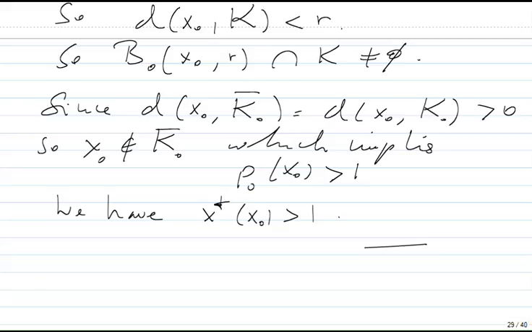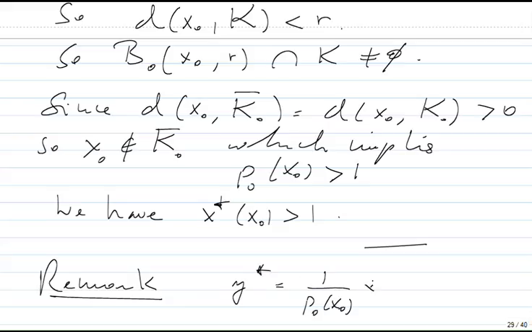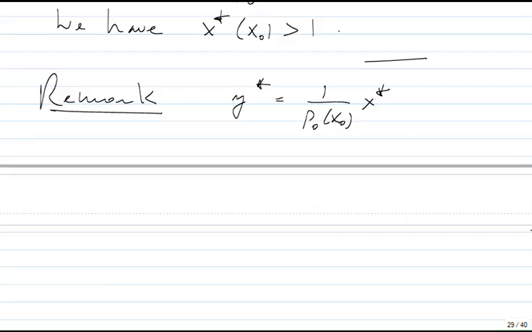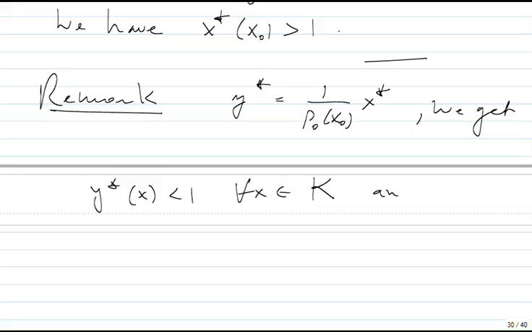Remark: if we take y star to be 1 over p0 x0 x star, then in this case we get y star of x less than 1 for any x in K, and y star of x0 is equal to 1.